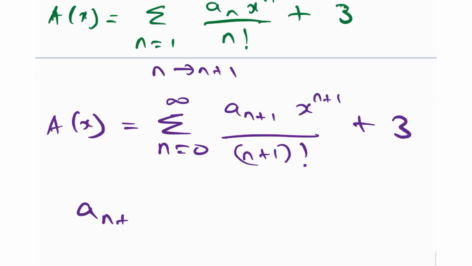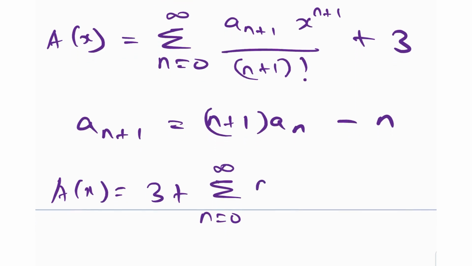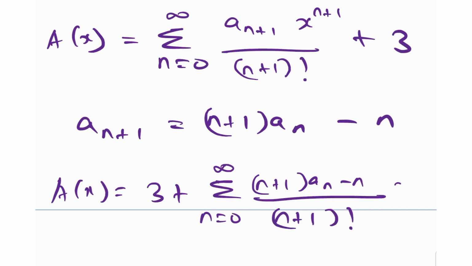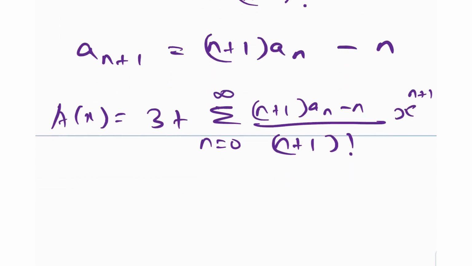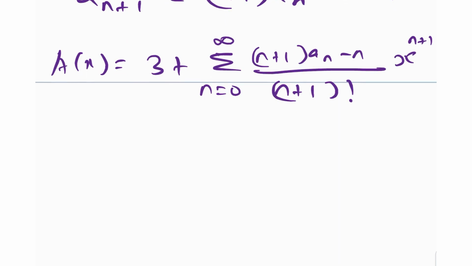Now they've given us the recurrence for a_{n+1}. Well, a_{n+1} is simply (n+1) times a_n minus n. So if I just plug that in over here, I'll get A(x) is equal to 3 plus the summation from n equals 0 to infinity of ((n+1) a_n minus n) divided by (n+1) factorial times x^{n+1}. So you have this weird looking thing over here, and I can understand, generating functions are not necessarily the most classy or the most elegant of things, but they actually help us a lot, right? You need to deal with a little bit of summations here and there, but it's actually fairly easy. It's a fairly standard technique. So just bear with me a little bit over here.